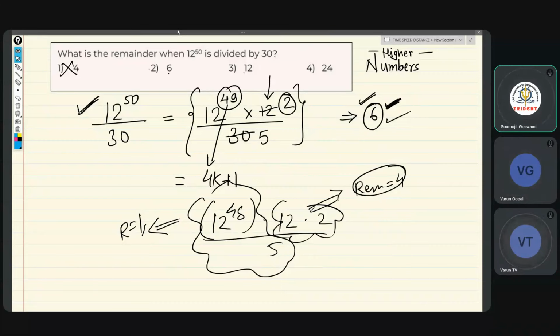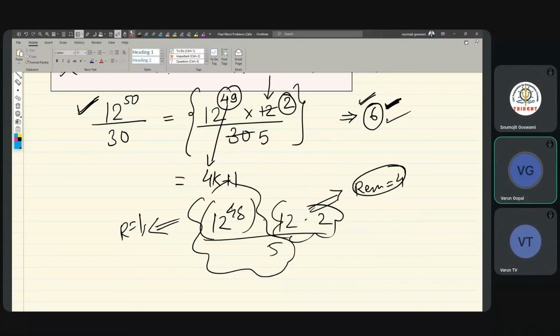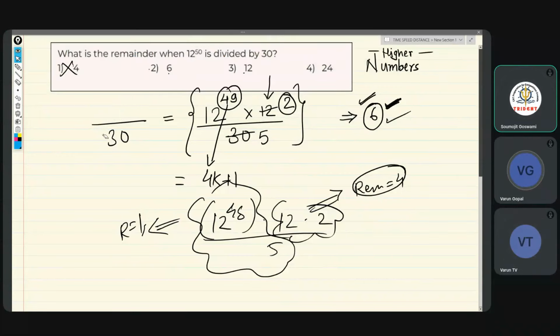Guys, come on. We have to go to the next questions, yeah? Quickly. Yeah, done. Done, na? Yep. One more method. Chinese remainder.